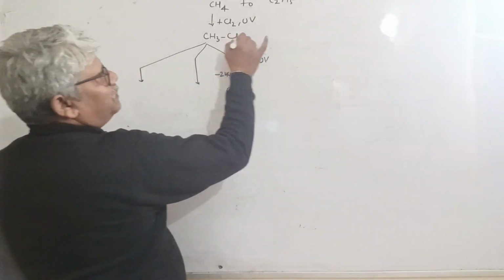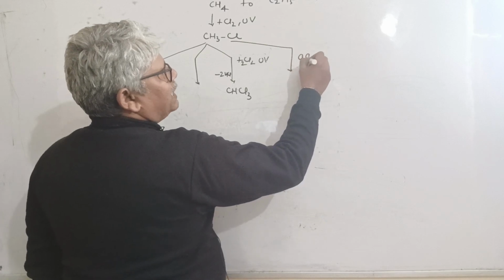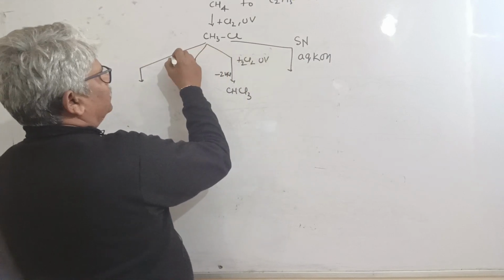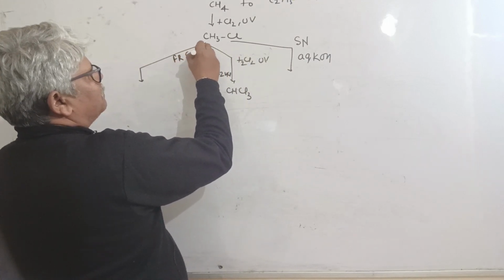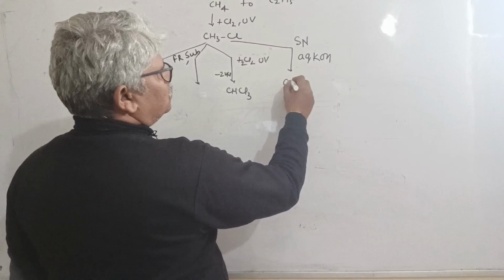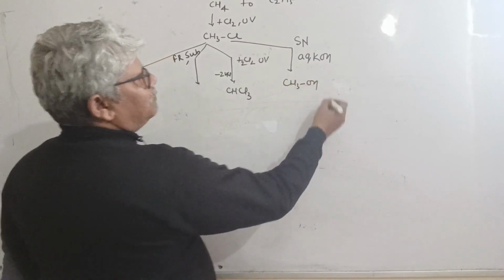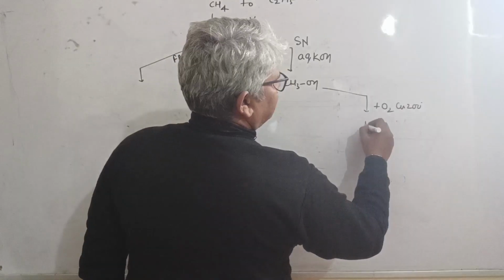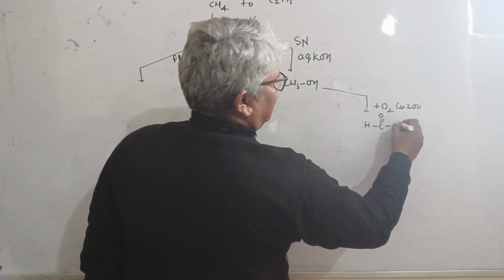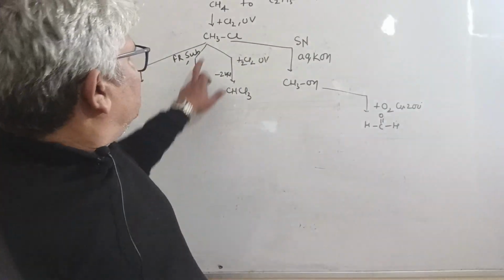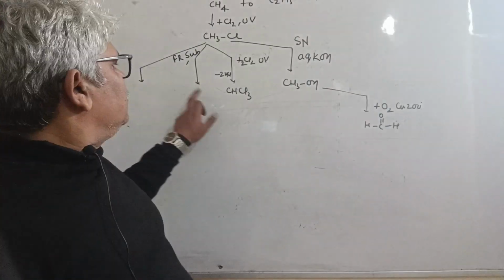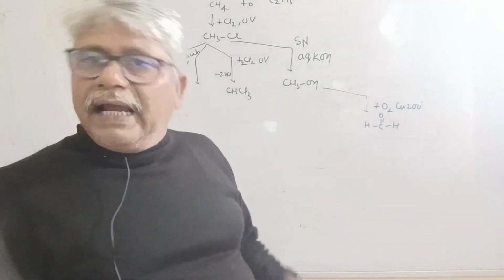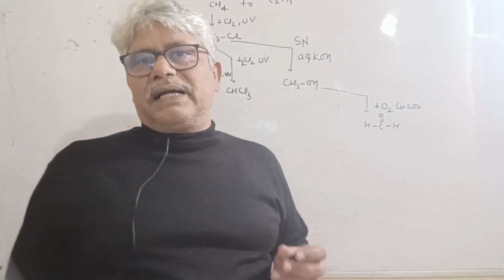In this method, we can take aqueous KOH, which is an SN reaction, and this is a free radical substitution reaction. This changes to methanol, and methanol can be further oxidized in copper at 200 degrees to give methanal. So three methods on alkyl halide, 1, 2 and 3, one method on alcohol and one method on aldehyde, as I discussed earlier in my class.